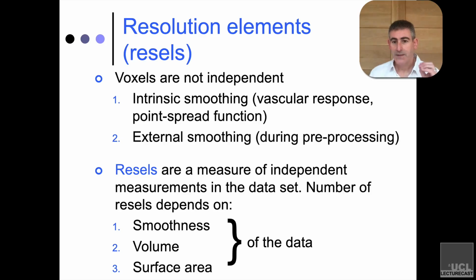The key thing to remember here is that the number of resels in your sample, in your brain, depends on the smoothness of the data, the volume of the data, and the surface area of the data.